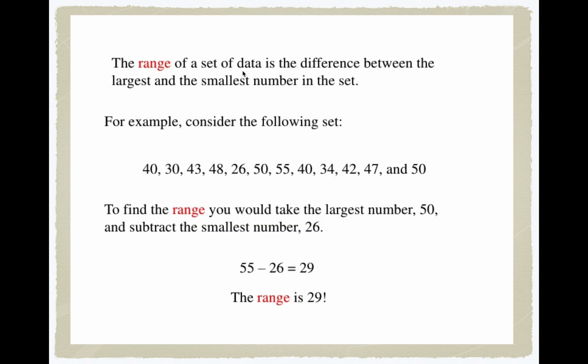So the range of a set of data is the difference between the largest and the smallest number in the set. So say we have all these numbers. The largest one is 55, the smallest one is 26. So 29 is the range.